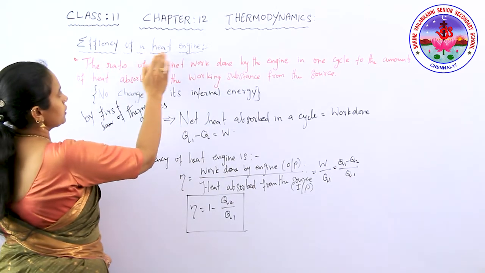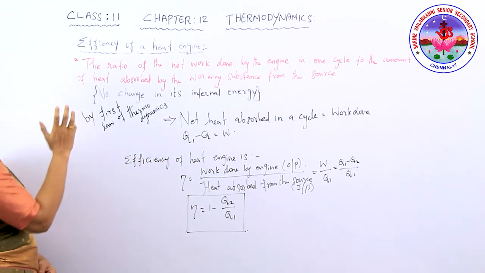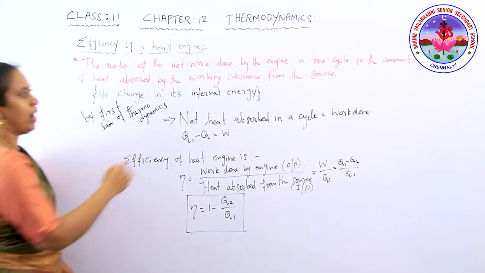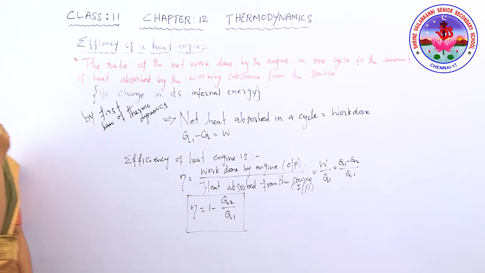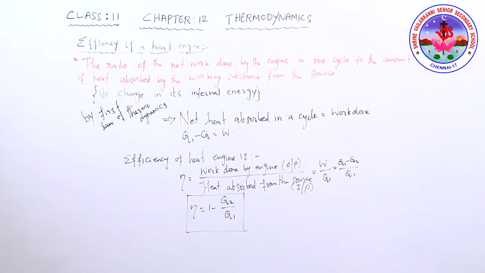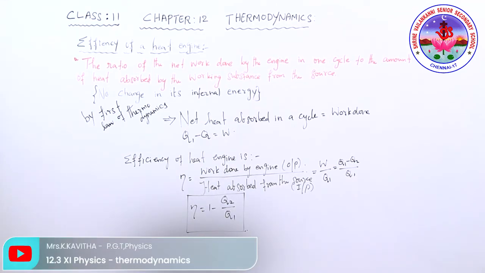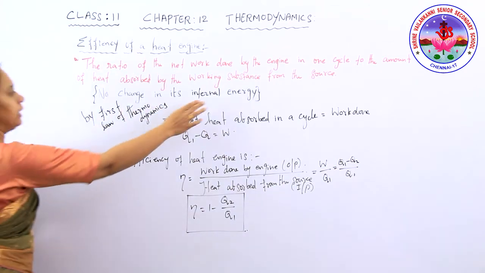So, continuing with the efficiency of the heat engine. The efficiency is the ratio of the net work done by the engine in one cycle to the amount of heat absorbed by the working substance from the source. As the working substance returns to its initial state after completing one cycle, there is no change in the internal energy.